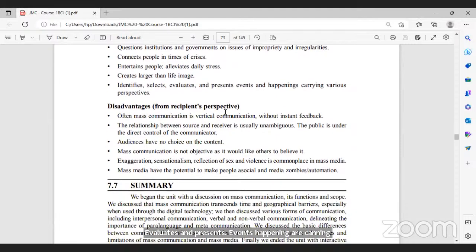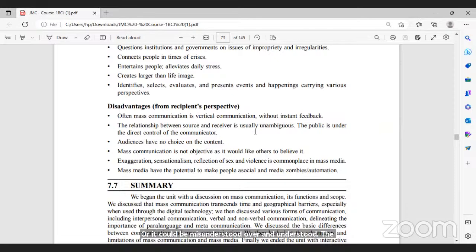So when it comes to disadvantages, basically we see it from the recipient's perspective. What I understand is not necessarily understood by you, or you might have a better understanding. So the disadvantages of mass communication are from the point of view of the recipient. Mass communication is vertical communication without instant feedback, which is one of its characteristics. Then the relationship between source and receiver is ambiguous in nature. The public is under the direct control of the communicator. So what the source intends is not really understood, or it could be misunderstood, thus it is ambiguous in nature.